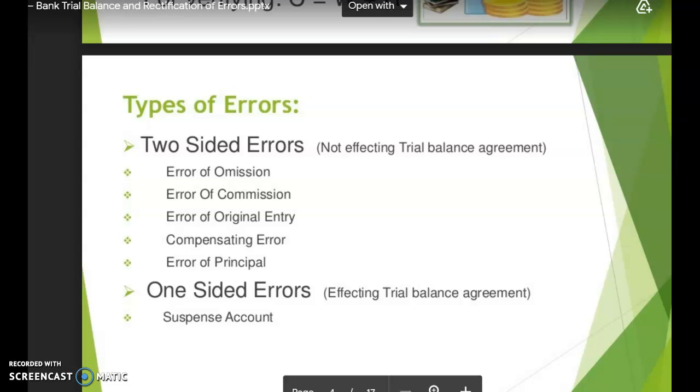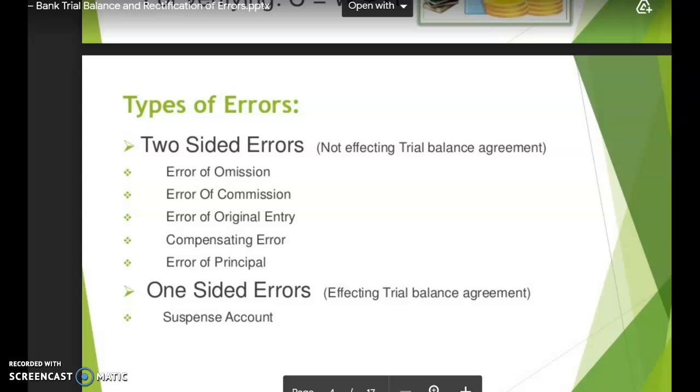So errors of omission are of two types. Fully omitted errors, when the whole transaction has not been recorded, and partly omitted errors, when only one aspect has been recorded and the other aspect has not been recorded. Second, it is error of commission.